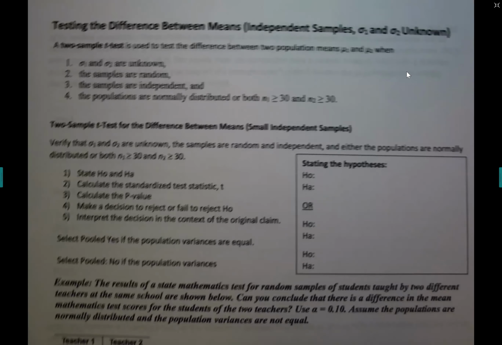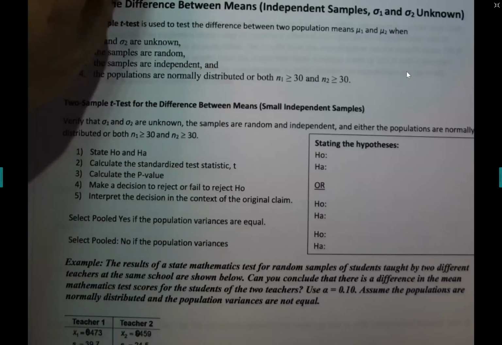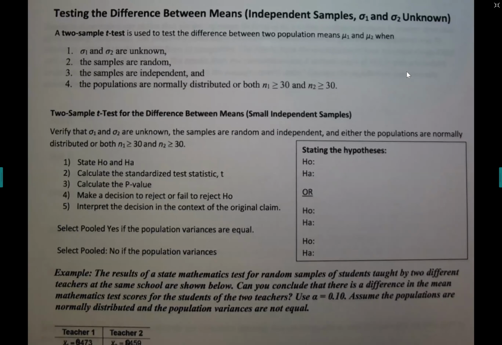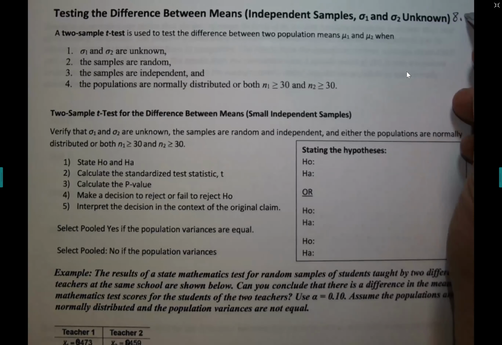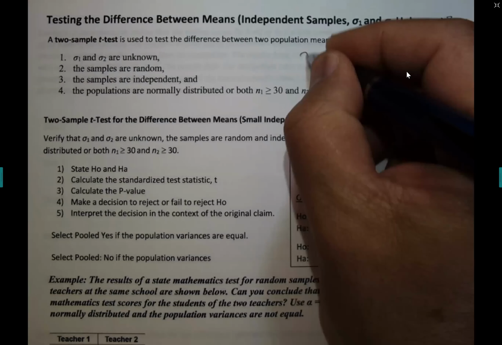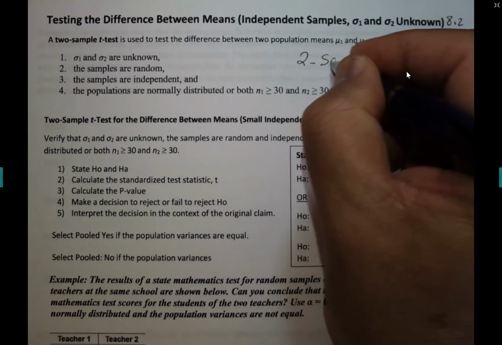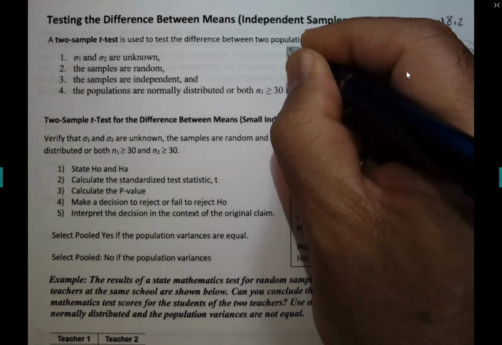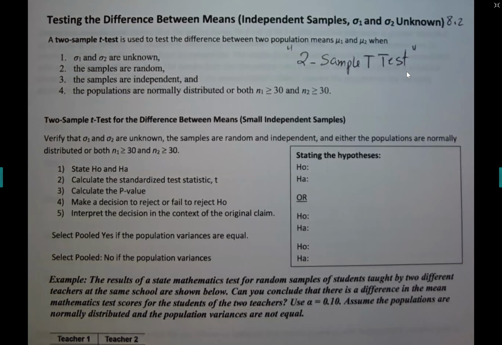So what is the difference between the two sections? Testing the difference between means, sigma 1 and sigma 2 unknown. So we don't know sigma 1, we don't know sigma 2. Just like in chapter 7, when we don't know sigma and we have S instead, we use a t-test. And here, guys, we're gonna use a 2-sample t-test. So instead of a t-test, we'll do a 2-sample t-test.